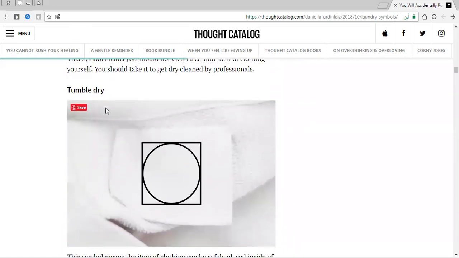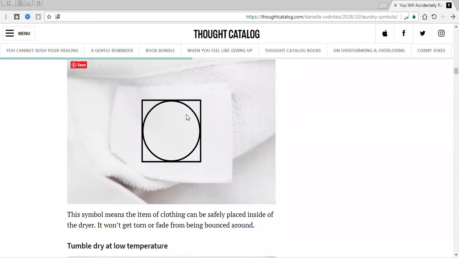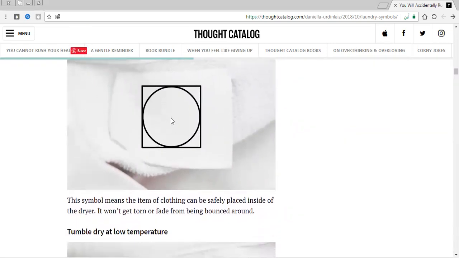The symbol for tumble dry is a square, and inside the square we have a circle. If we have a dot inside this shape, that means tumble dry at low temperature. If we have two dots, that means tumble dry at medium temperature. If we have three dots, that means tumble dry at high temperature. So every dot indicates a degree of temperature.